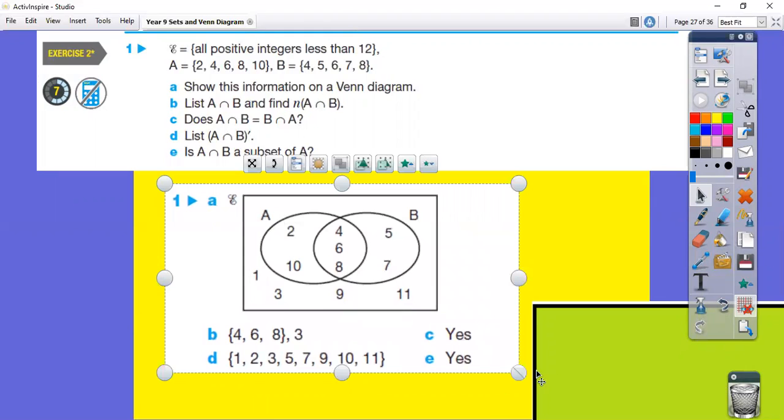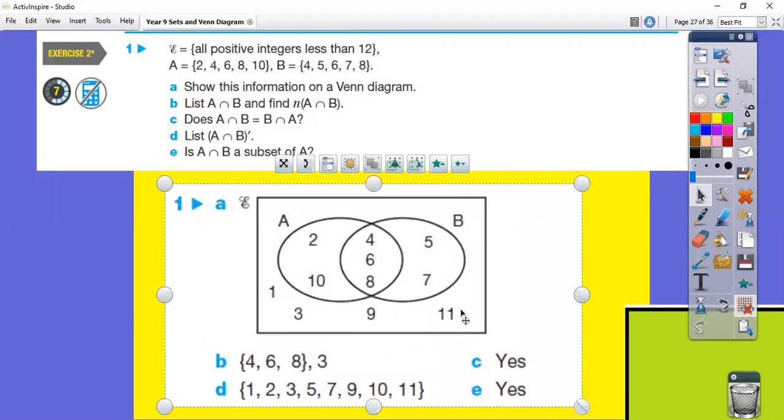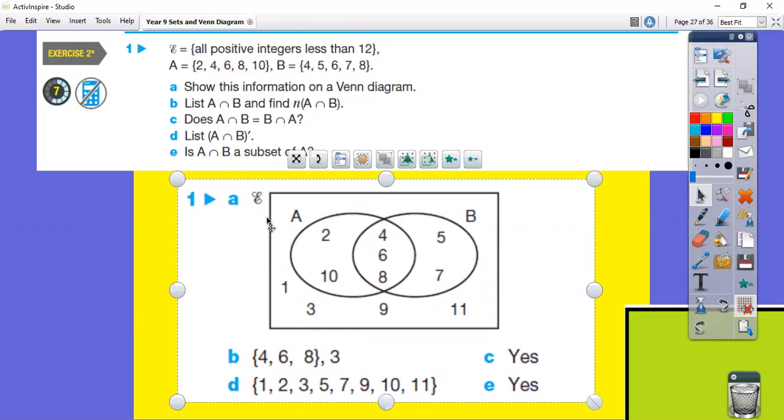So if we quickly just go through the solutions. The first one, your universal set should look like this. So you've got your rectangle, your set A, set B. Here in the intersection are 4, 6, and 8. So they're the elements that are members of both A and B. And then 1, 3, 9, and 11 are the elements from the universal set which are not members of A or B. Part B, list A intersect B, so that's 4, 6, 8. So that's the 3 elements here, and there's 3 of them.